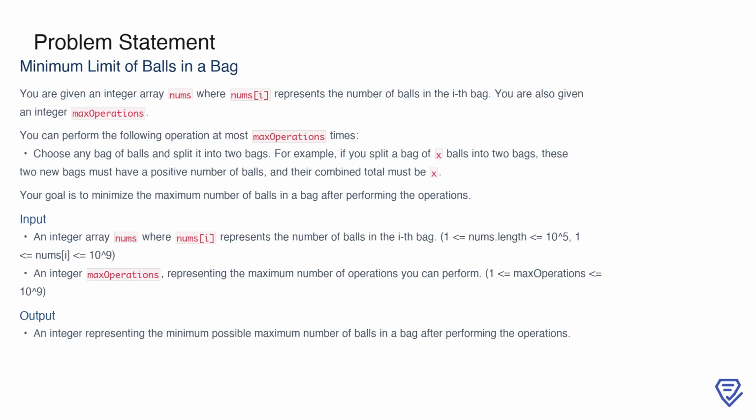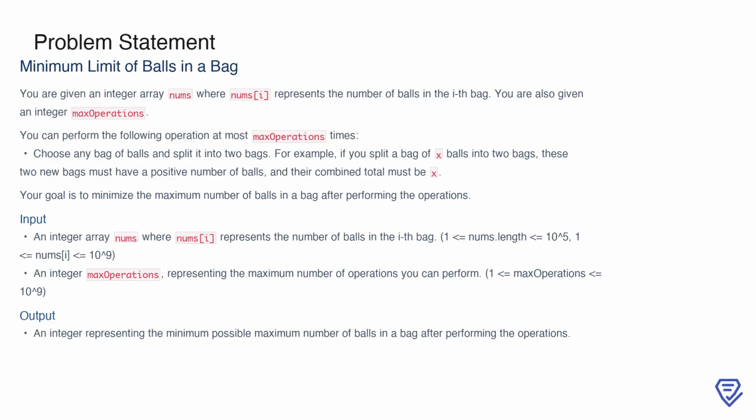In this problem, we are given an array of integers called nums. Each element in this array represents the number of balls in a particular bag. Additionally, you are provided with an integer called max operations, which determines the maximum number of times you can perform a specific operation. The operation involves selecting any bag of balls and splitting it into two bags. The total number of balls across the two new bags must equal the number of balls in the original bag, and each new bag must contain at least one ball.